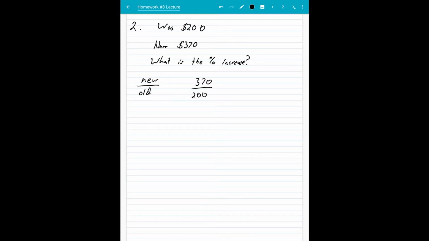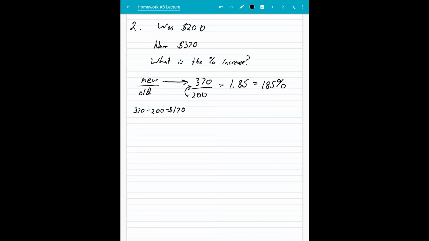So 370 divided by 200 gives us a decimal of 1.85. So if we change this number right here, we can change to a percentage. This would be 185%. Now that's not the increase, that's the total amount, like the total percentage of comparing the new to the old. Essentially, the old price, remember, is $200. Now, the new price is $370. So we can agree that the 200 is within the 370. So that represents 100% of the price. The extra $170, right? Because 370 minus 200 makes $170.